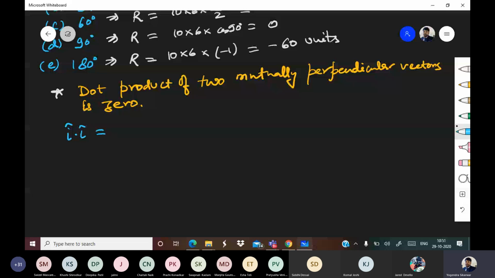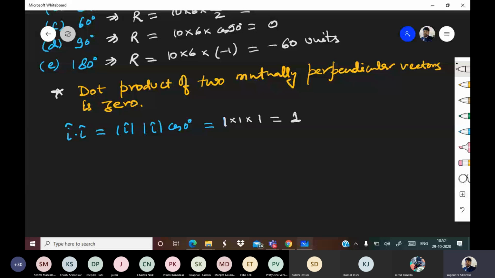Okay everyone, please pay attention. i dot i will be magnitude of i into magnitude of i into cos 0. Now the magnitude of a unit vector will be 1. The magnitude of another unit vector will also be 1. And cos 0 is anyway 1. So this will be 1. So what does it tell us?